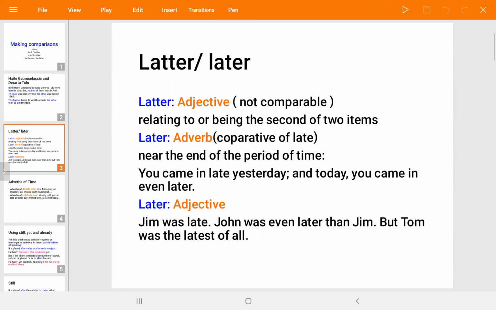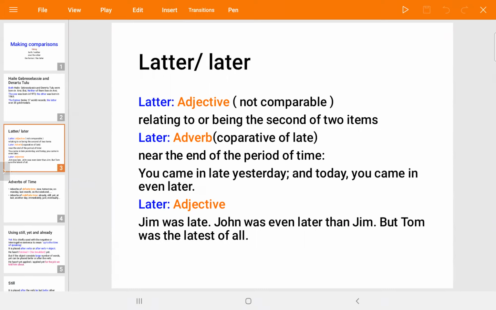But later, here you are, later. It's an adverb. We can also use it as an adjective. It means near the end of a period of time. It's not to mean the second item, but we use it in relation to time. Let's have a look at this example. You came in late yesterday, okay? And today you came in even later.